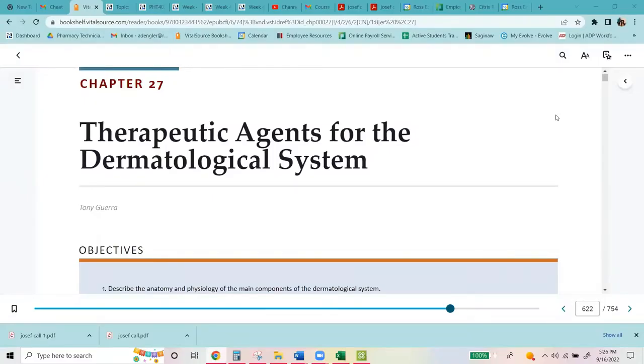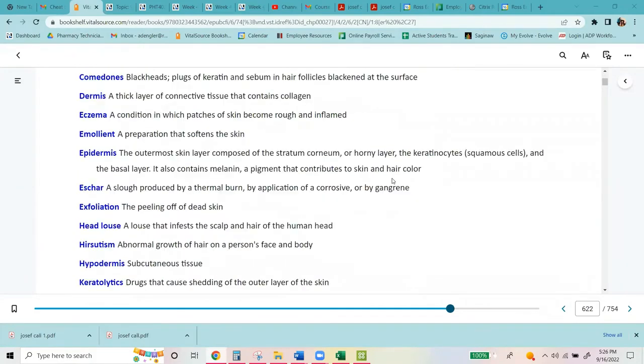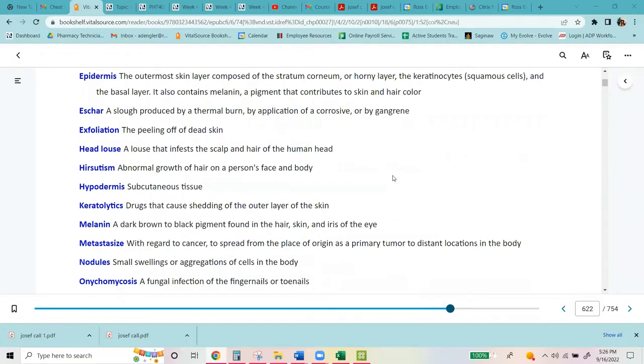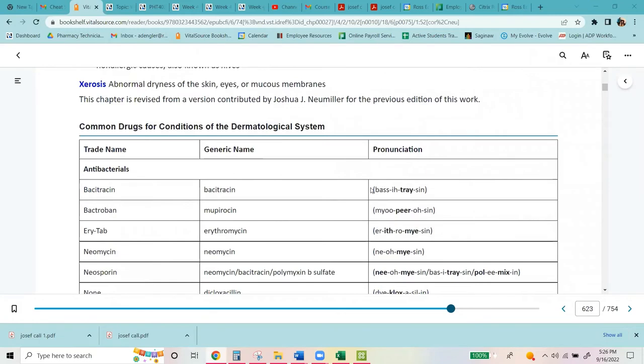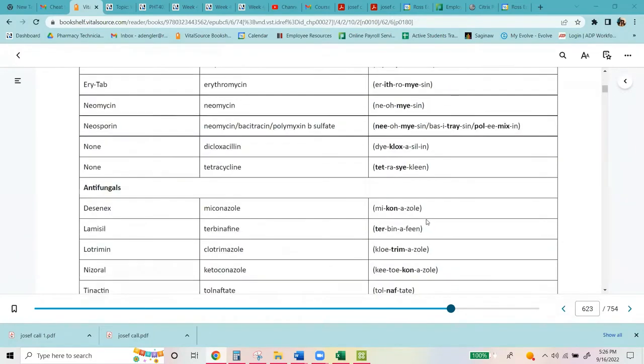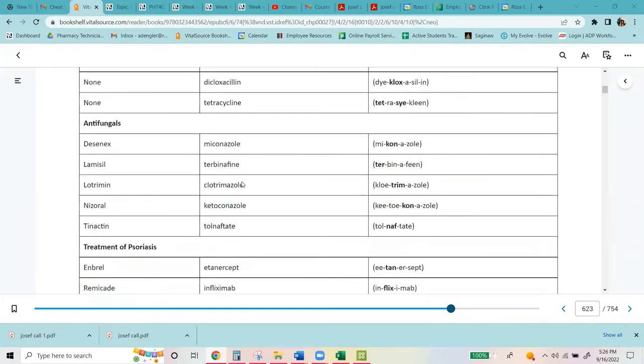Chapter 27, Therapeutic Agents for the Dermatological System. I'll skip past the terms and definitions, but we will go through them in the chapter. And in the beginning of the chapter, we have the common drugs for conditions of the dermatological system. And we have the pronunciations over here for the generic names. So it's a very good tool to practice your drug names with.